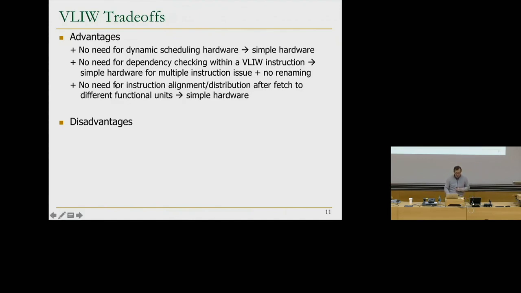Again, as I said earlier, there's no need for instruction alignment or distribution after fetch to different functional units because the compiler knows the structure of the machine. It can schedule the code such that you don't need to do that distribution. This distribution network, we didn't talk about it, but in a superscalar machine, what might happen is, let's say you're fetching 8 instructions per cycle, and your load unit is here, and somehow your load is on this side of the bundle that you fetched in a superscalar machine. You need to somehow route that load over there. So you really need a crossbar network.